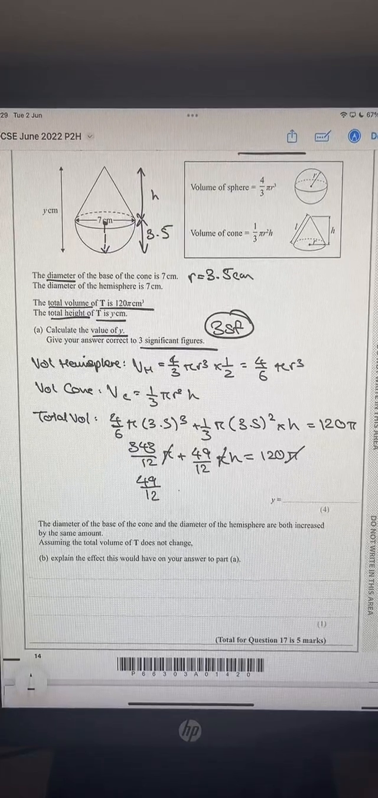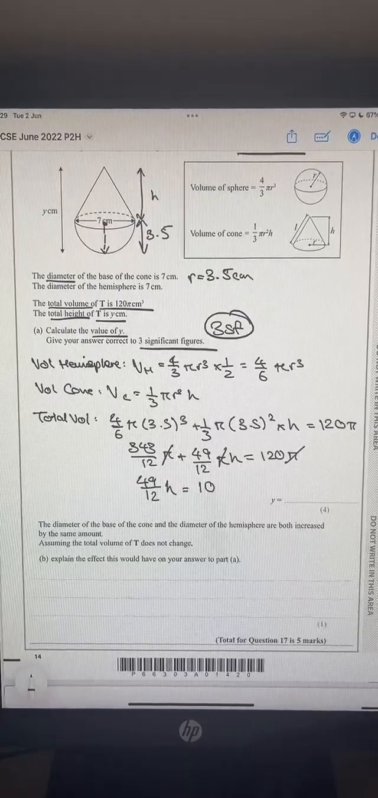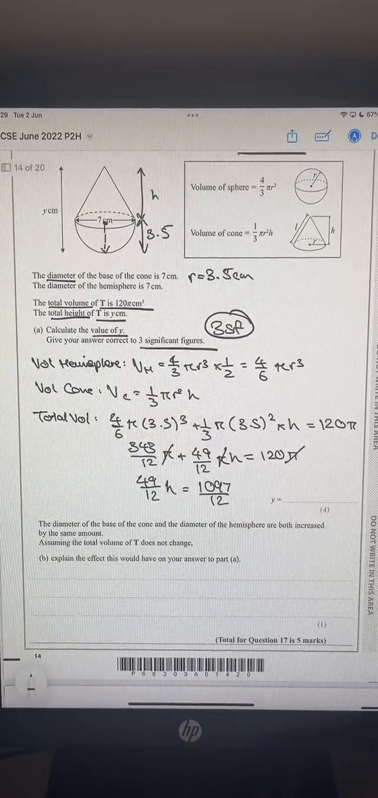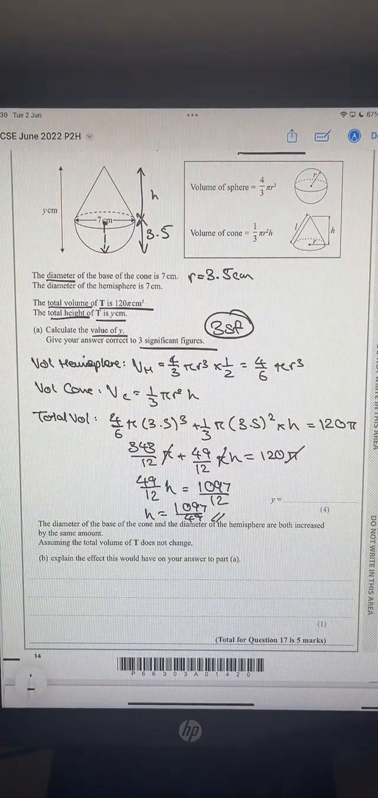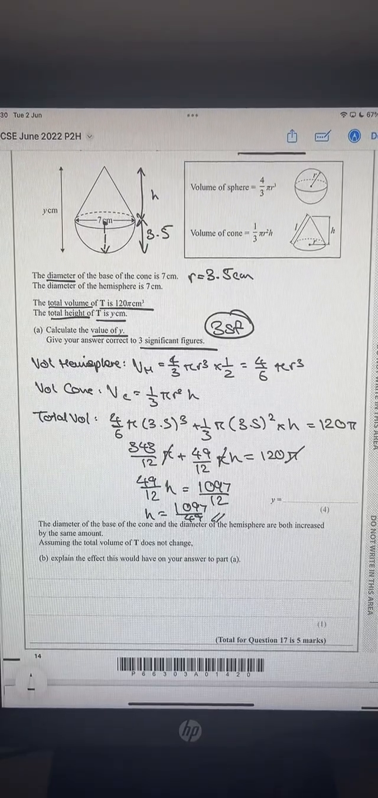And then I get 49/12 h equals 1097 over 12, and then h is equal to 1097 over 49 if I multiply by 12 and divide through by 49. Why am I doing 4/6? Because the volume of a sphere is 4/3 pi r cubed, but we have a hemisphere, which is half a sphere, so we have 4/6 pi r cubed. So all I did here was a bit of algebraic rearranging. It's not anything too bad, so just make sure you know how to rearrange algebra and fractions to find what h is. So I found what h is, and now I just need to find y.